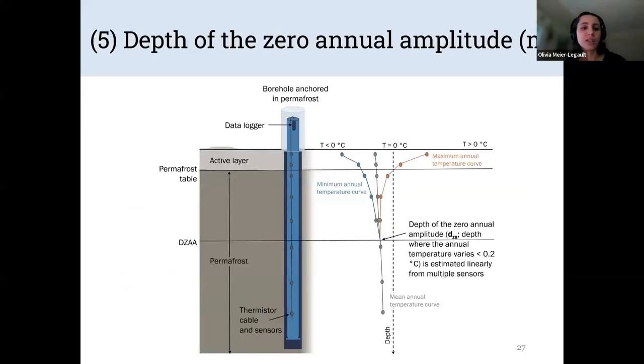Our last metric, metric number 5, is the depth of zero annual amplitude, which we've used in notation D subscript ZA, so you'll see that instead of the more common DZAA. This is not the temperature at this depth, but really how that depth fluctuates over time. And this metric is a proxy for latent heat in the ground, making it a really useful metric. Again, it is limited by the data available. If boreholes don't extend deep enough and don't reach the depth of zero annual amplitude, then unfortunately this metric cannot be computed.